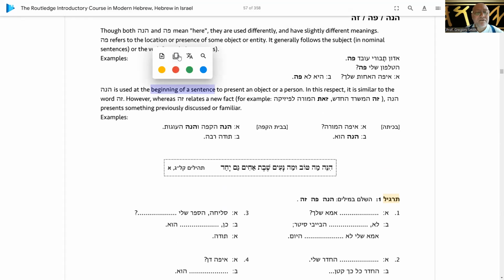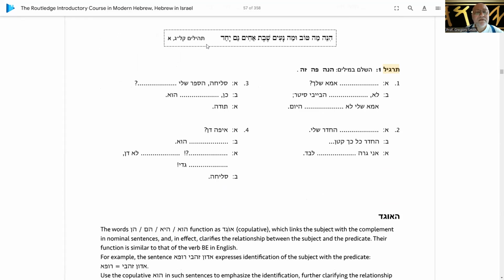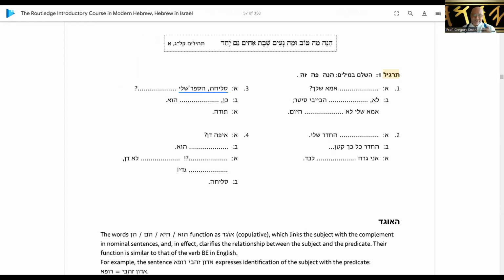So what do you have left? What we have left is slicha hasefer shali. So is my book here, we want to say. And I don't think we're going to use zeh or zot, because you're pointing something out. So I think probably we're going to use po. And I think that's right.